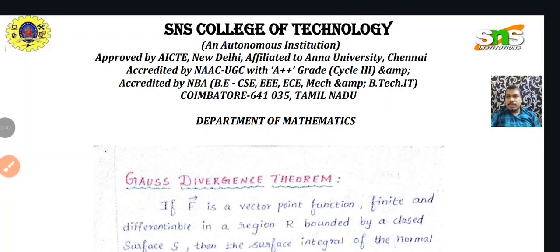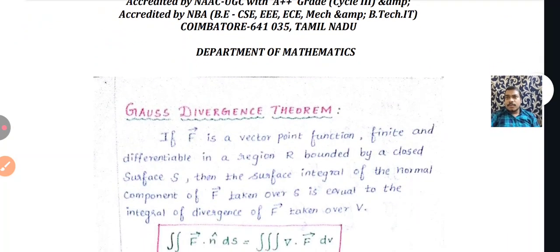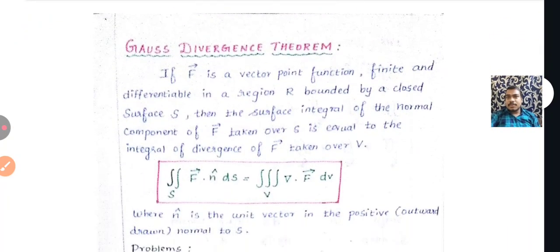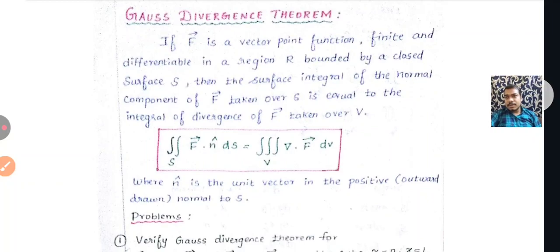Hello everyone. Let us discuss the Gauss divergence theorem. If f vector is a vector point function, finite and differentiable in the region V bounded by the closed surface S, then the surface integral of the normal component of f vector taken over S is equivalent to the integral of the divergence of f vector taken over V.